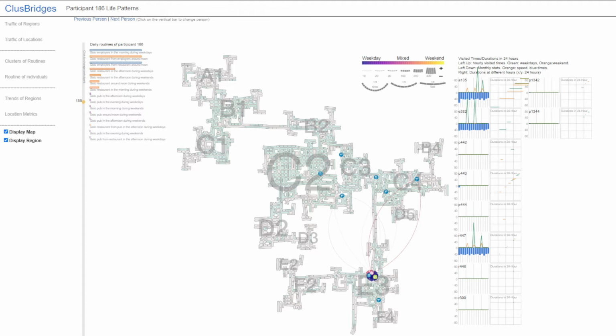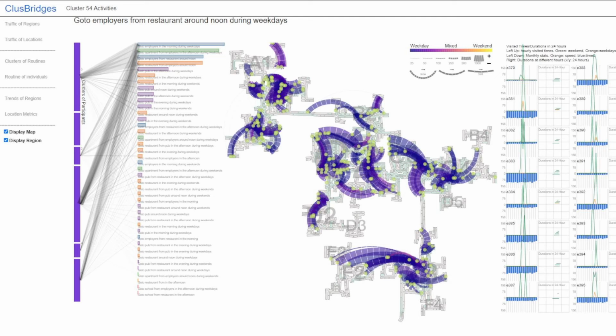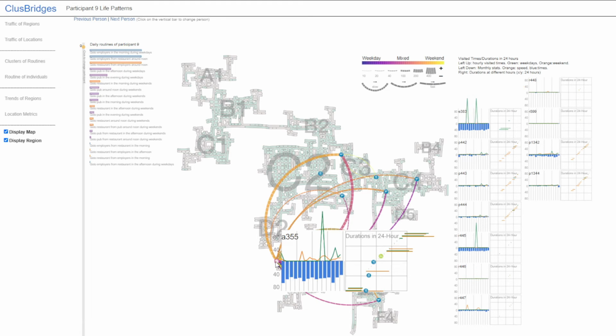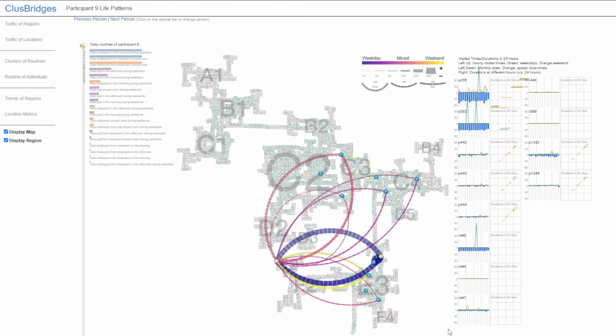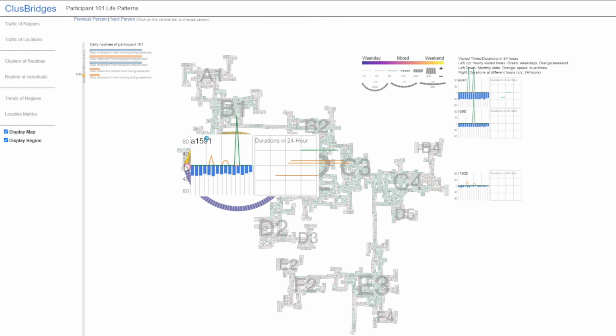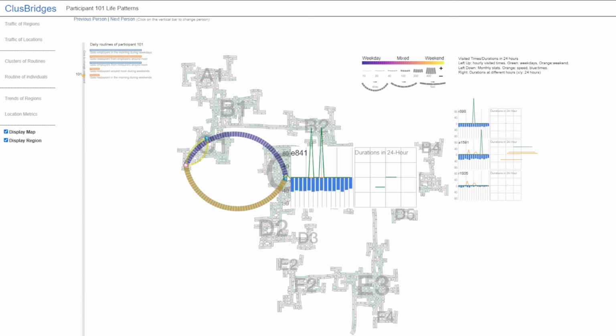Let's look at participant 9's life patterns. On weekdays, he commutes between his apartment in Sector F2 and his workplace in Sector E3, and he always eats at the same restaurant. On weekends, he goes to eat at a different restaurant and usually visits at least one of his 5 favorite pubs. Participant 101 has a similar weekday routine as participant 9, but prefers to stay in his apartment and go out for occasional meals on the weekends.